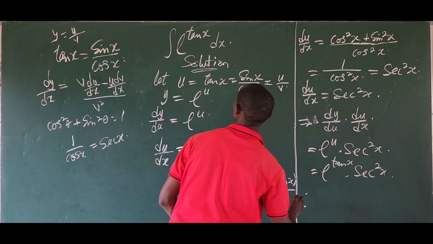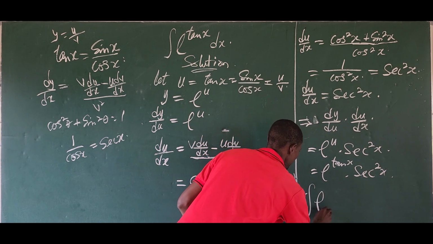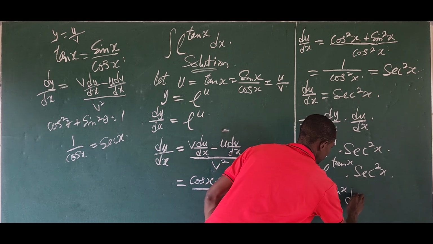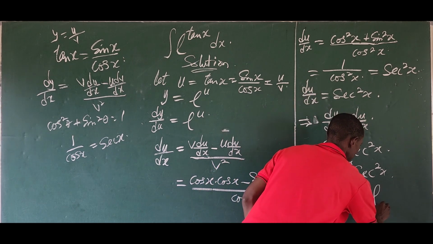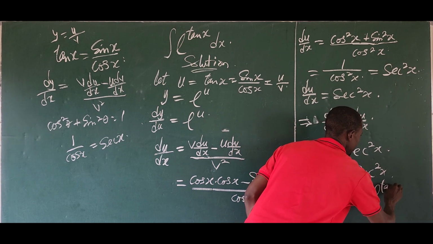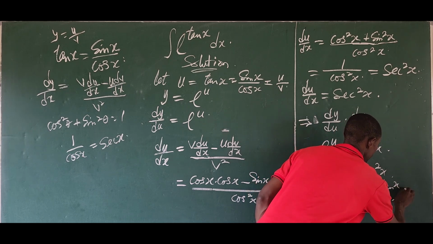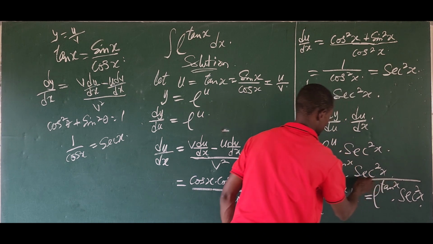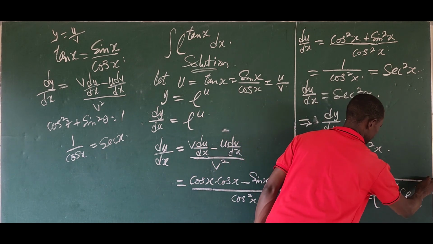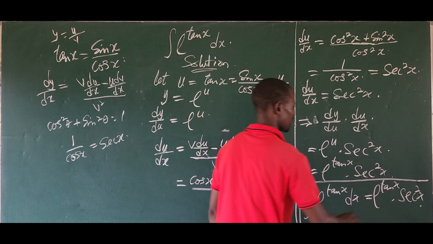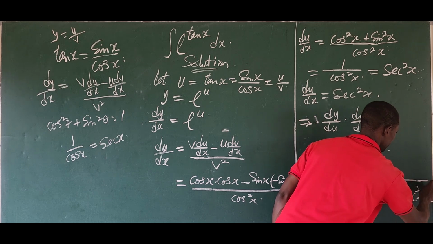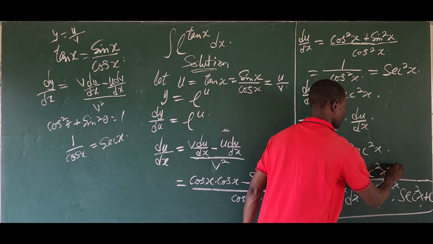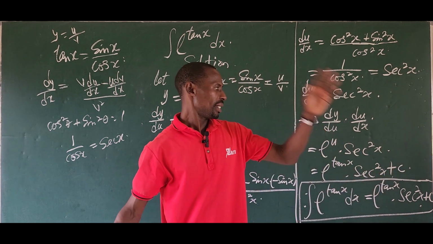In all, we can say, therefore, the integral of e to the power of tan x dx is equal to e to the power of tan x times sec squared x. So this is the answer. Okay, plus c, please. Plus c. I almost missed that. So plus c, where c is the constant of integration.